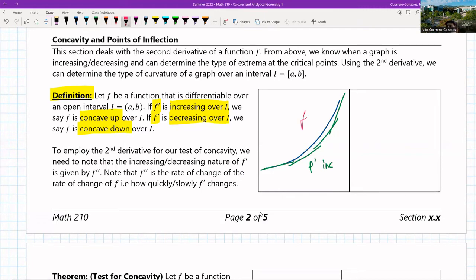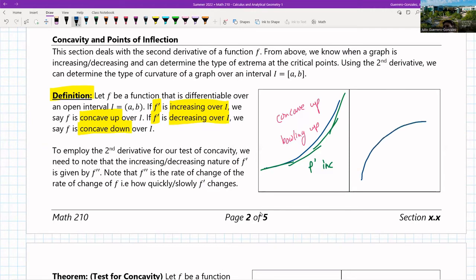Notice what happens on this side over here. It's bowling up. Since it's bowling up, we say this is concave up. That's basically all it's saying. Okay. If f prime is decreasing, this one's a little trickier to do. F prime decreasing means that it is concave down.